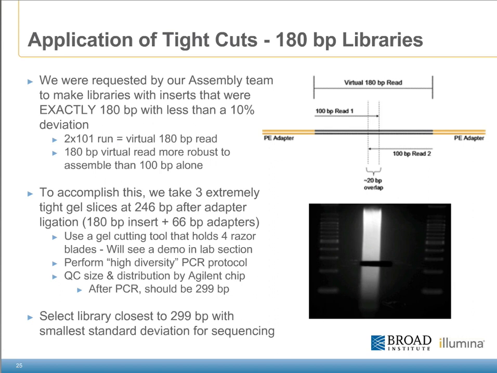And we select the one that's closest to 299 base pair, which is because your final fragment is 119 plus your insert. That's pretty much exactly 180 base pair. And our assembly team has been very happy with these results. They use these to do de novo assemblies of a lot of bacteria as well as mammals. So they've been really useful for us.